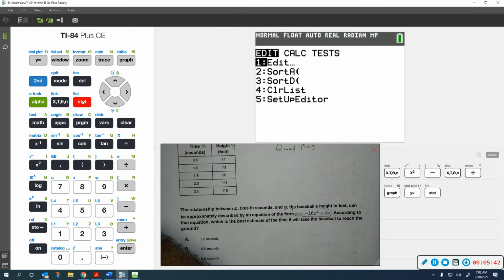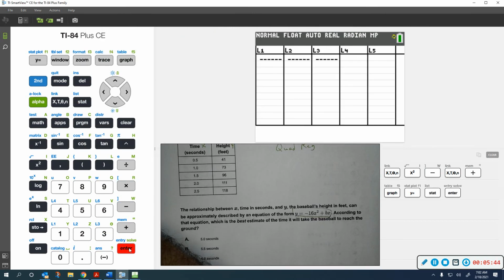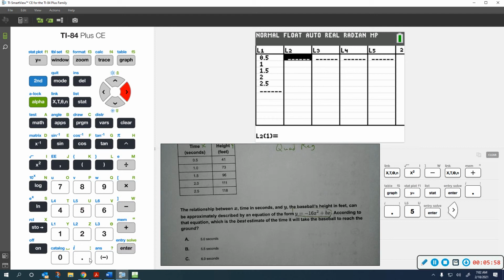So go to stat, you're going to have to go to edit. L1 is your x values, so we've got 0.5, 1, 1.5, 2, and 2.5. Then go over to your y's, 41, 73, 96, 111, and 118.